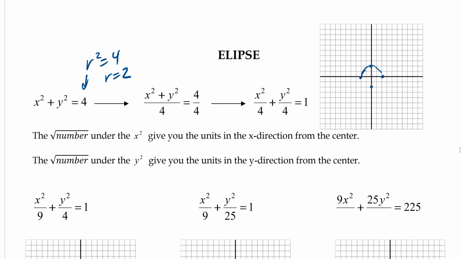So if we modify this equation by dividing both sides by 4, we would end up with this. And so you can also think about it this way. If I square root both denominators, I get 2 and 2. So the one underneath the x tells us how far we move in the x. It's 2 units left, 2 units right. And the one beneath the y says the same thing, 2 units up, 2 units down. So you can think about it that way. Tells us the x, tells us the y.